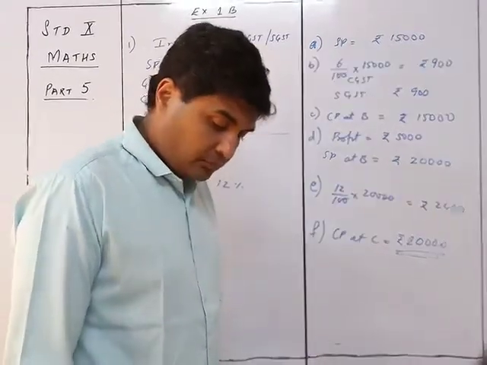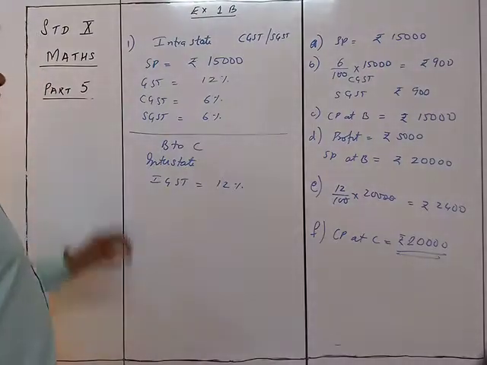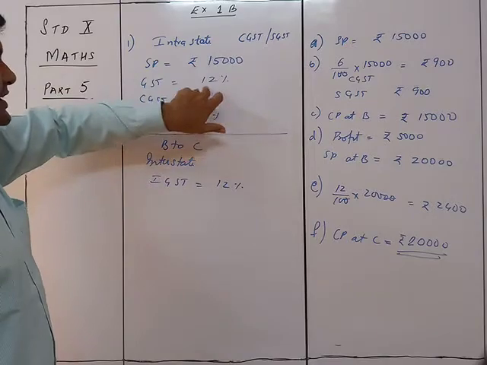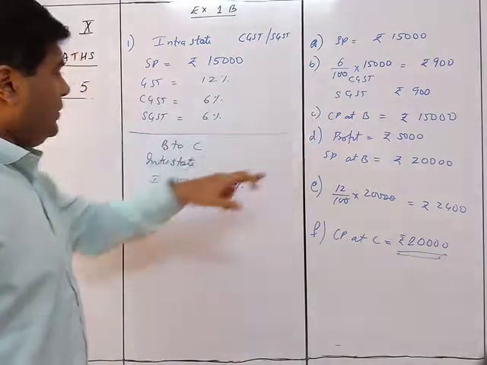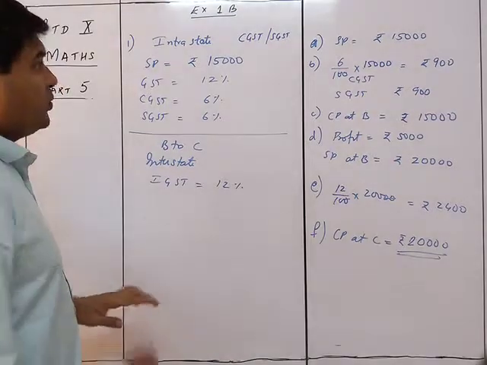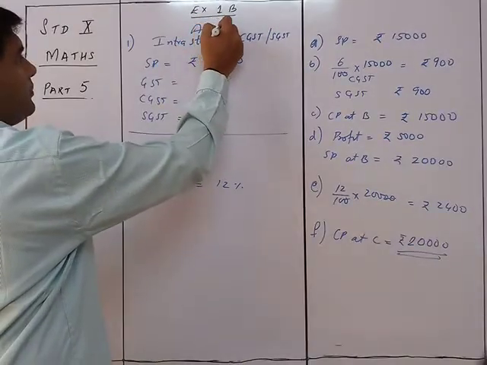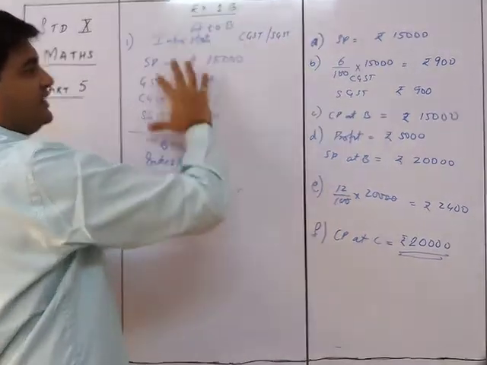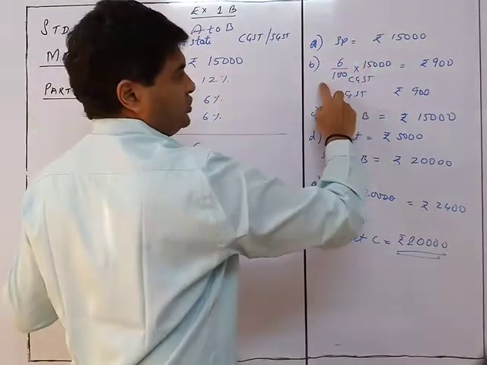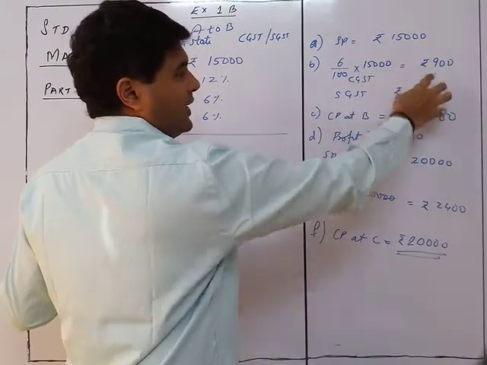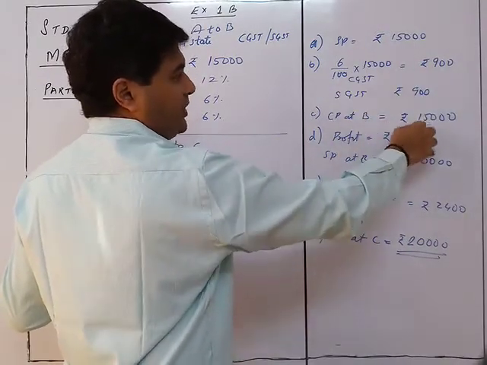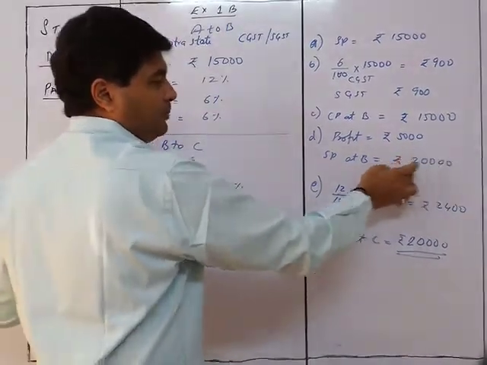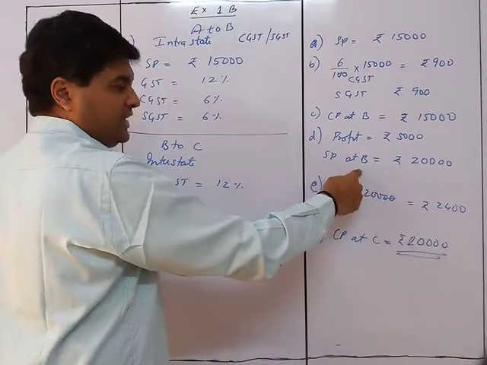Okay. So that was the first sum, which was divided in two parts. One was intrastate, that is within the state, where you had 12% GST, meaning 6% each. This one was A to B, within the state, wherein CP was this much. So GST was 6% of that, which is 900. So CP will be 15,000 and profit is 5,000. So SP is 20,000.